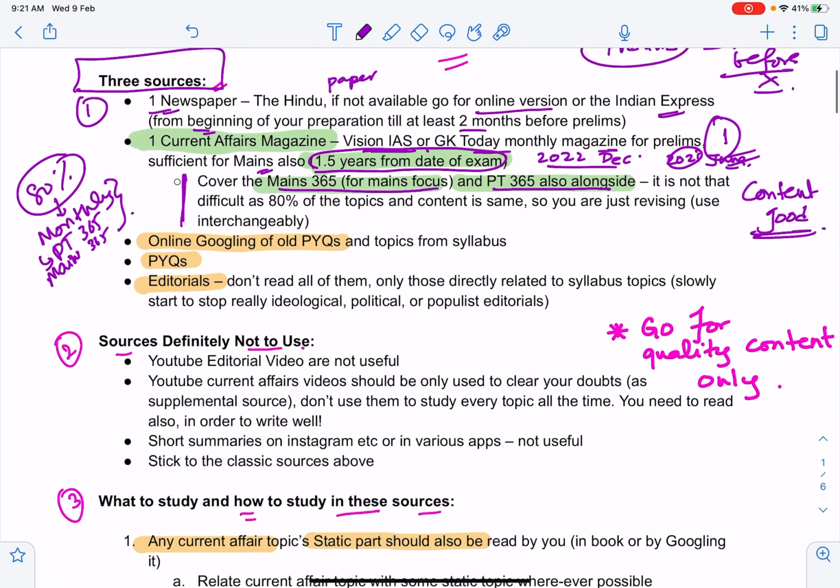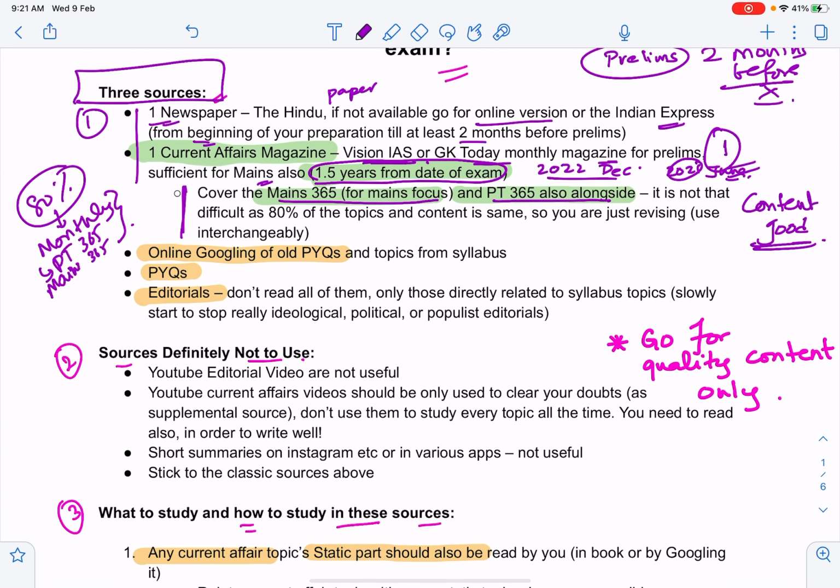Online googling of old PYQs. Apart from these two classic sources, you should also Google the old PYQs of UPSC. Print out the old previous year questions of UPSC and Google them, and try to understand them from the syllabus point of view, and also Google the topics of the syllabus. This is extremely important, because you get to understand some basics that otherwise you are not able to. Do some old PYQs. Try to do at least 10-year PYQs at least 2 times. This is a must. If you don't do this, you will not get such good marks.